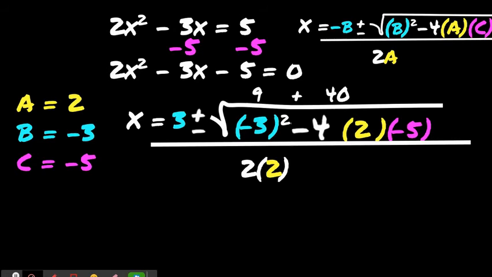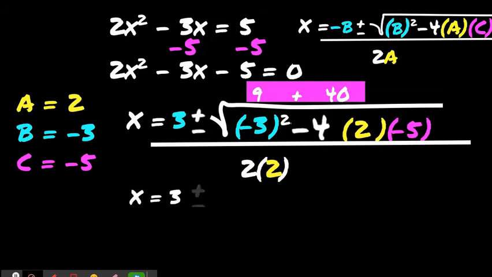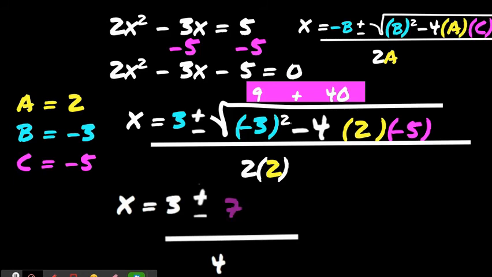And then we have a plus 40, because 4 times 2 is 8, but then 8 times 5 is 40, and those two negatives make a positive. So under that root, we really have 9 plus 40, which is a nice 49. And I say a nice 49 because we know what the square root of 49 is. On the bottom, we have 2 times 2, which is 4. So like I said, the square root of 49 is nice. It's just a 7. So we're just going to do 3 plus or minus the square root of 49, which is 7, all over 4.